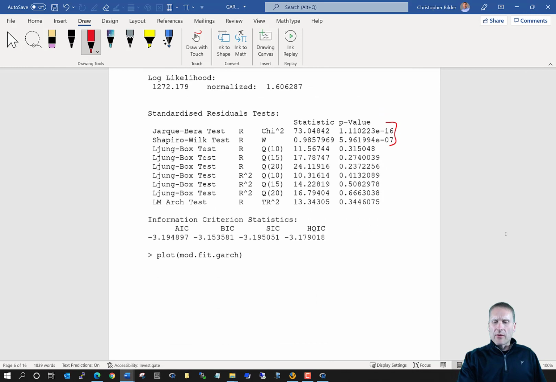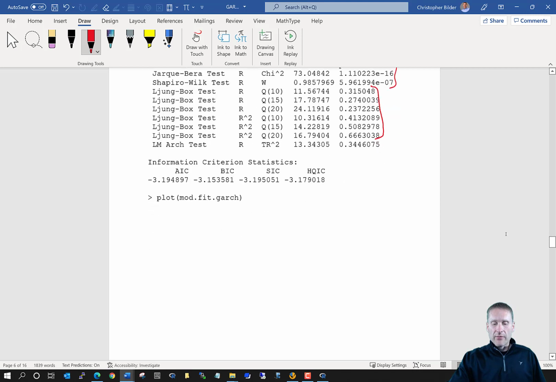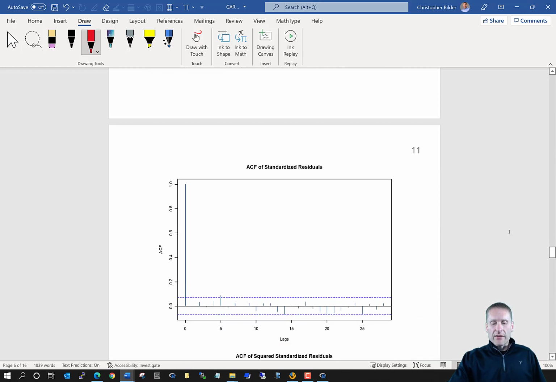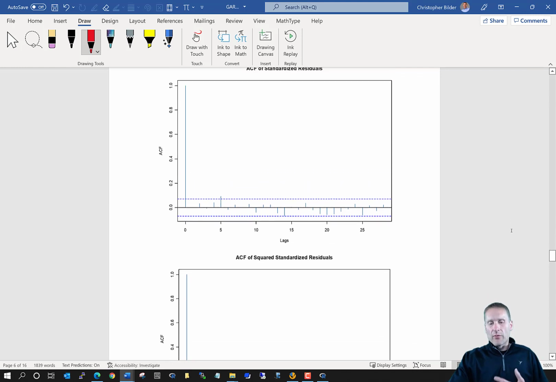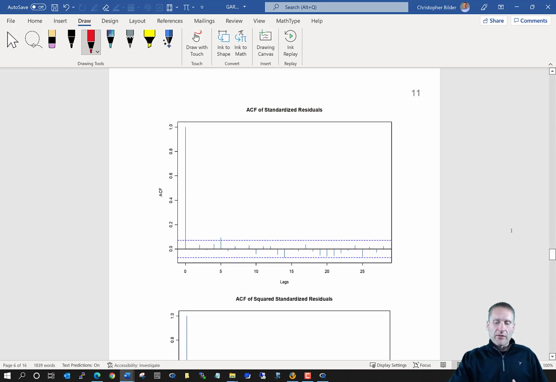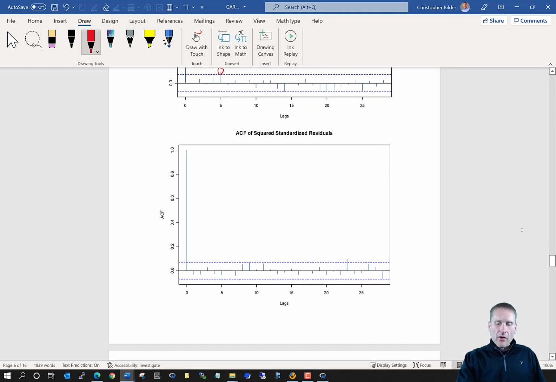We do perhaps see some issues with normality. The Ljung-Box-Pierce test statistics all look really nice, so that's great to see. We can do a plot of the corresponding residuals. What do we get? Maybe a borderline significant one there for the ACF of the residuals. For the squared residuals, they look good.